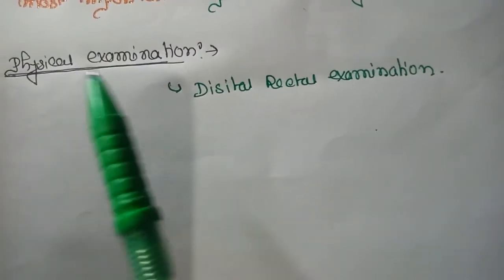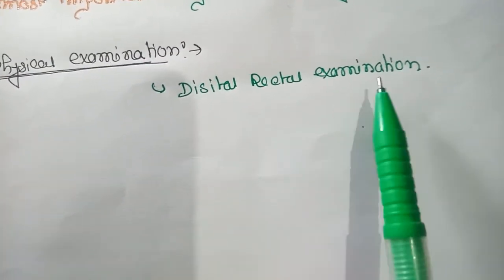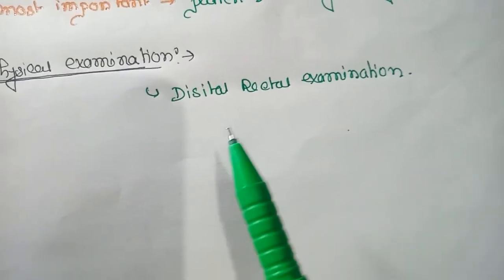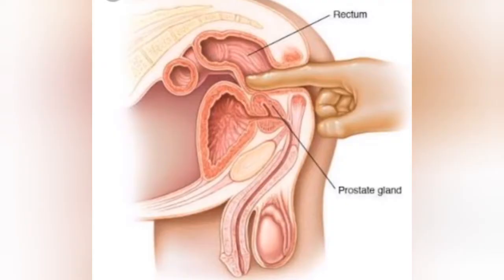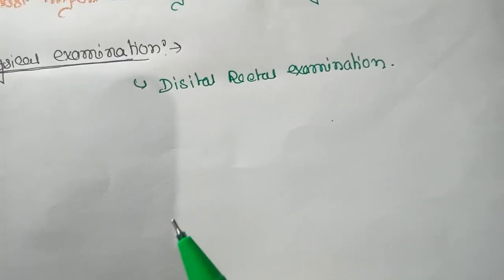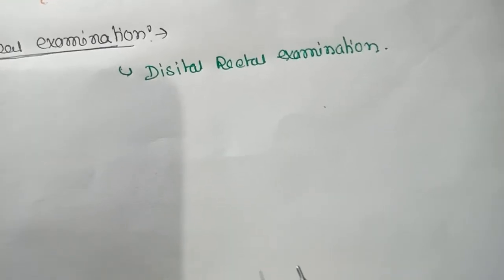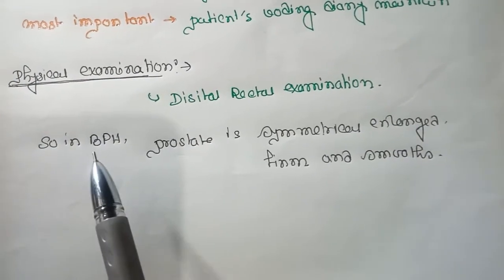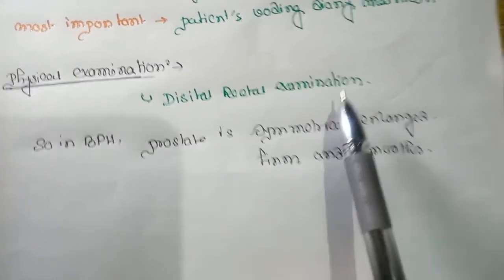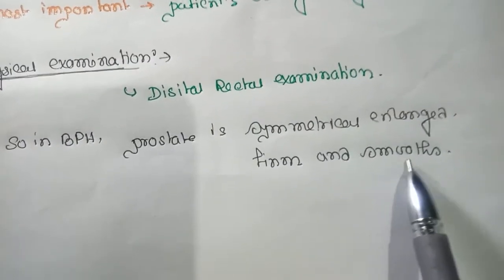Next, physical examination. The prostate can be palpated by digital rectal examination to estimate the prostate size, symmetry and consistency. In benign prostatic hyperplasia, the prostate is symmetrical, enlarged, firm and smooth. So, in BPH, what will we see in digital rectal examination? The prostate is symmetrical, enlarged, firm and smooth.